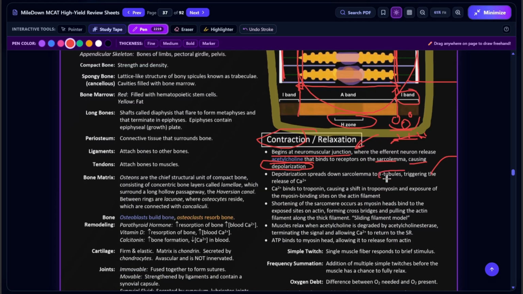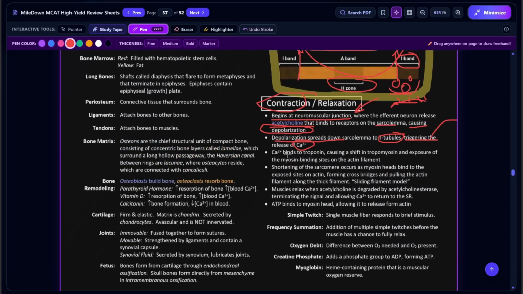And that's why the T-tubules were so important, because they bring down that spread of electrical signal, and that triggers the release of calcium. That's why I said calcium was also important, because calcium will bind to troponin, which causes a shift. We talked about earlier that troponin causes a shift in tropomyosin, which will lead to myosin binding sites with actin.